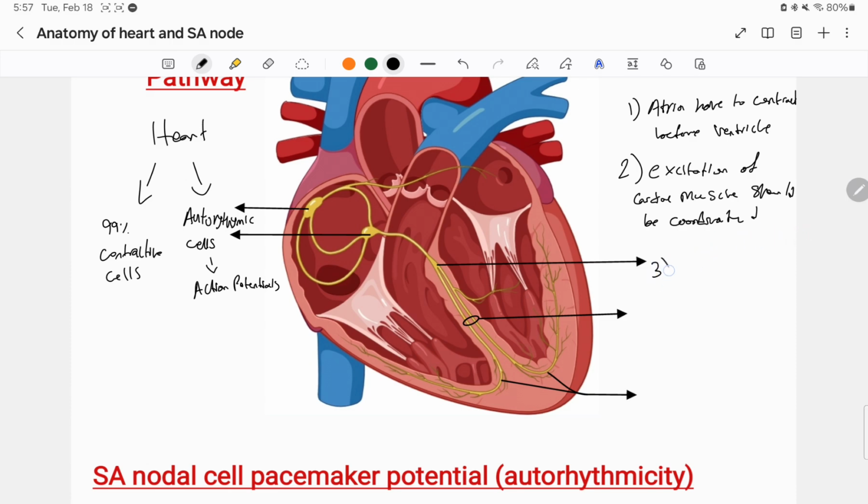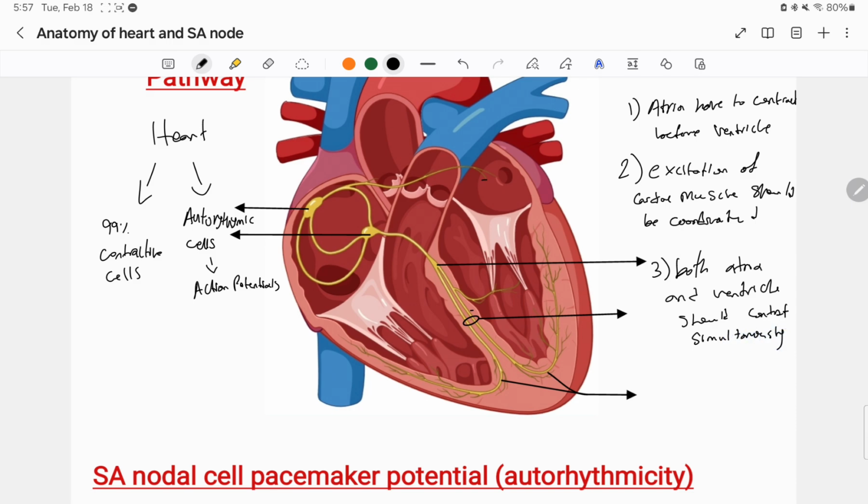The third rule that you have to follow is that the pair of the atria and the pair of the ventricles should functionally coordinate so that both of the pair contract simultaneously. So both atria and both ventricles should contract simultaneously.